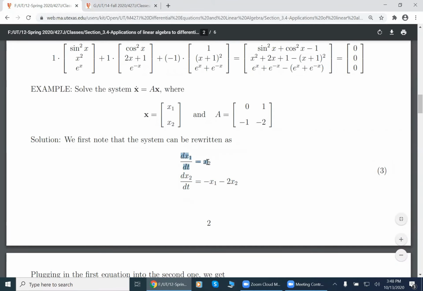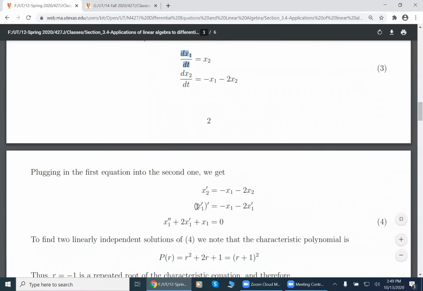Equation number 1 is already solved for x2. So we just replace x2 here and here by x1 prime. It's exactly what happened here.